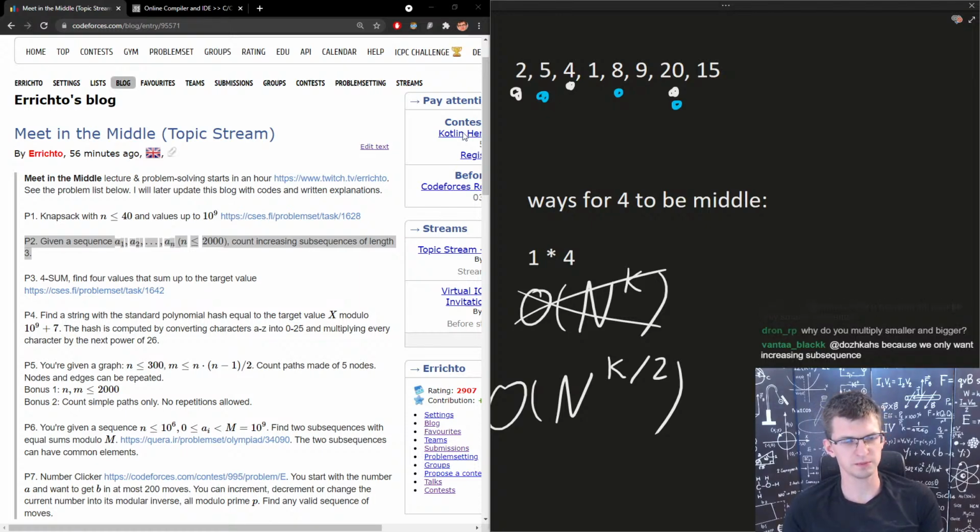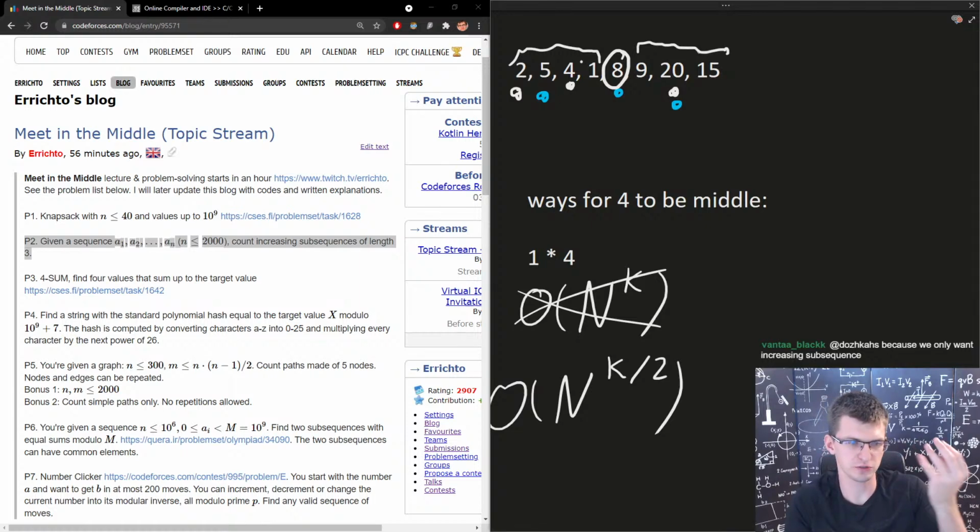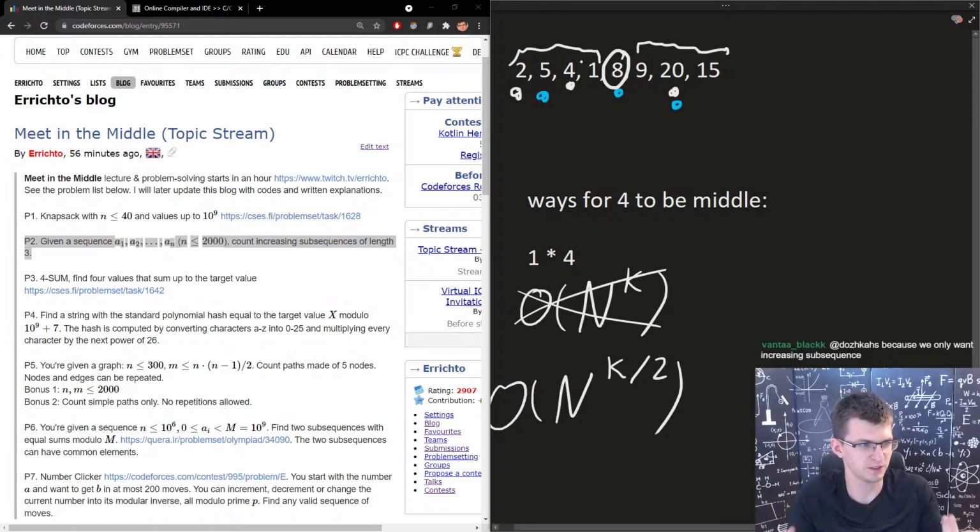Why do we multiply smaller and bigger? Because for a value like 8, if there are 4 possible elements on the left and 3 possible elements on the right, then we see here 12 triples. If you have 4 ways to choose A, 3 ways to choose C, then the possible tuples coming out of this is 4 times 3.